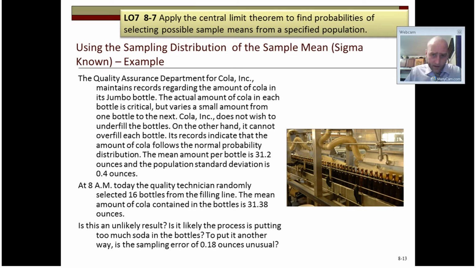They don't want to overfill the bottles because that means they're wasting product, but at the same time, they don't want to underfill each bottle because then people would be getting lied to. It's like those 11-inch footlongs from Subway. Its records indicate that the amount of cola follows a normal probability distribution, with the mean per bottle being 31.2 ounces. It's likely the thing they put on the label of the bottle. And that the population standard deviation is 0.4 ounces.